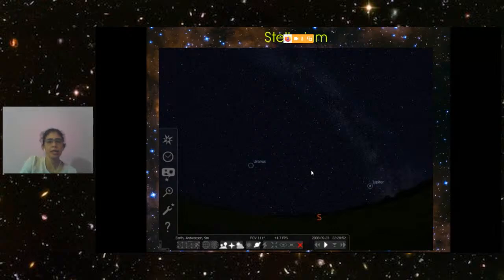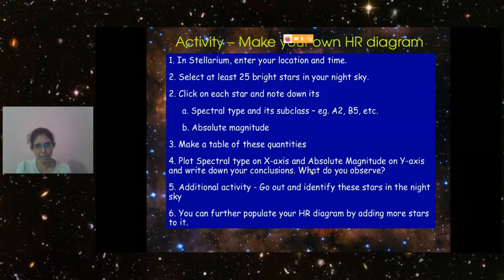And then what do you need to do after that? After that, of course, you enter your location and time. You need to select 25 bright stars in your night sky. So in Stellarium, you look at these stars which appear bright to you and click on each star. When you click on each star, you get a lot of information about the star, about its coordinates, its parallax, at what rate it is moving and so on. Don't worry too much about those. You just note down spectral type and its subclass.